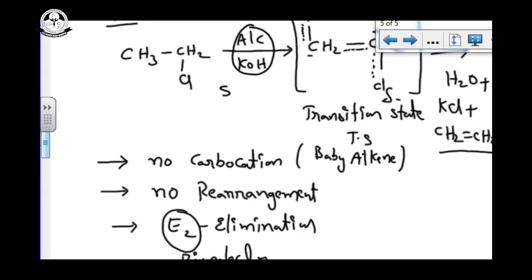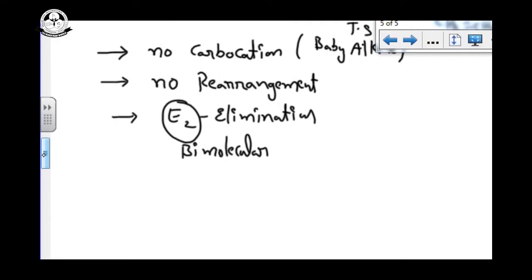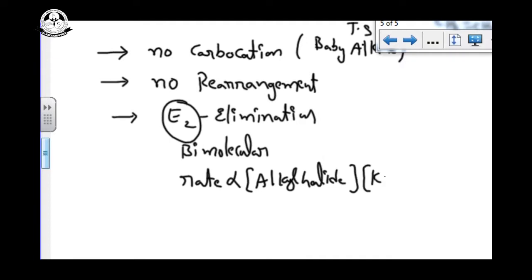Already this is the slow step. I already told you how we can give the name, E1 or E2, based on the rate determining step: how many molecules are involved in the chemical reaction. So here the rate is directly proportional to the alkyl halide and KOH. See, in the transition state, both the molecules are involved in the reaction.